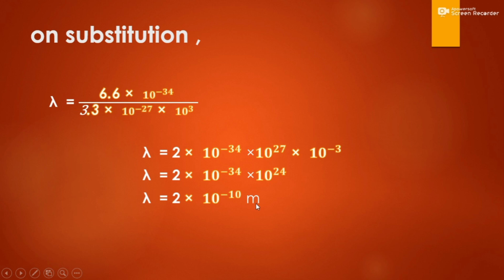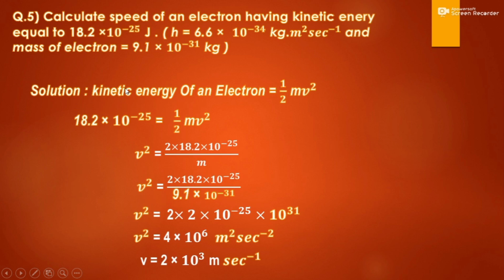Then we shall go for the last question, that is: calculate the speed of an electron having kinetic energy equal to 18.2 into 10 raised to minus 25 joule, where h is equal to 6.6 into 10 raised to minus 34 kilogram meter square per second, and the mass of the electron is 9.1 into 10 raised to minus 31 kilogram. Then the solution of this question.